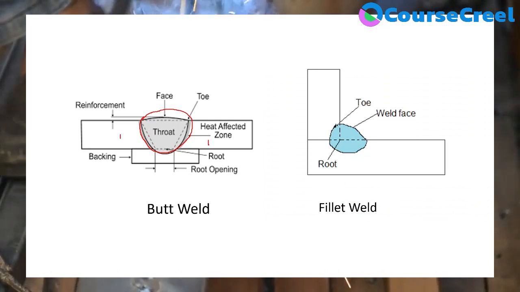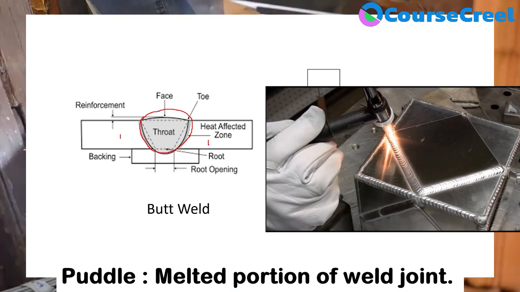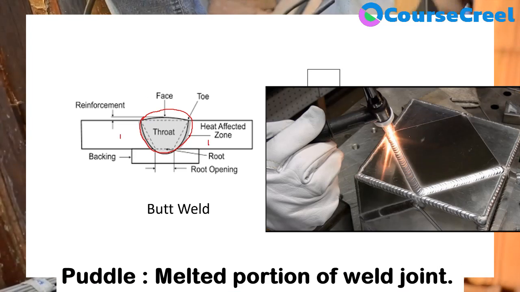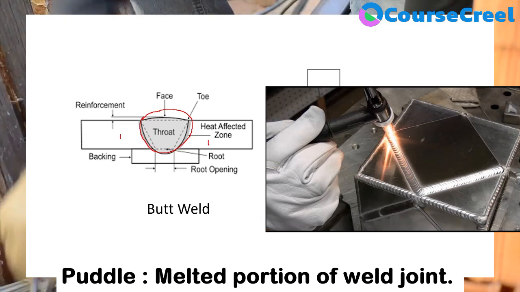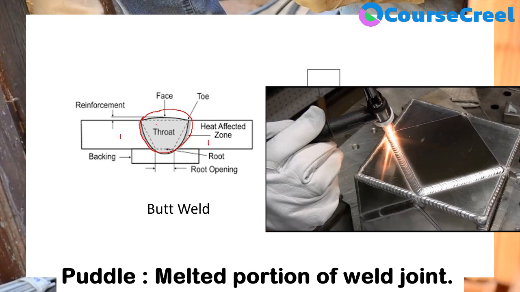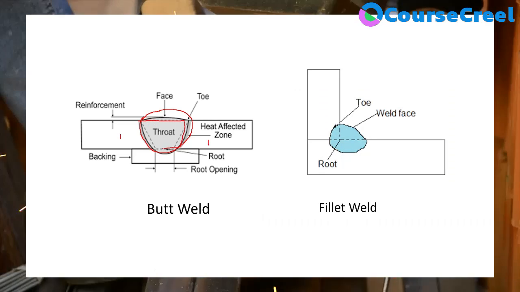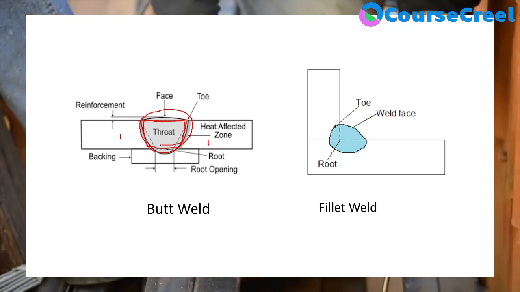Next is puddle. We can define the puddle as the portion of the weld joint that is melted by the heat of the welding. So the portion of this welding joint which is melting with the help of the heat of the welding is defined as the puddle. The puddle area is defined here only, because everything related to heat is going to happen here.